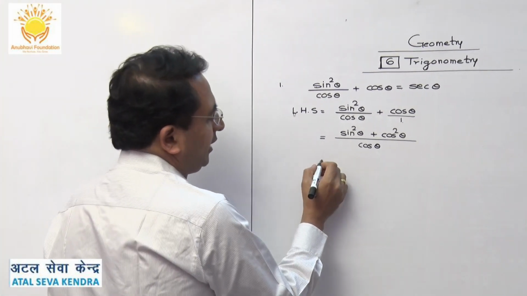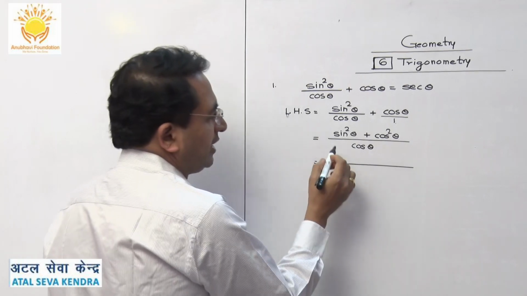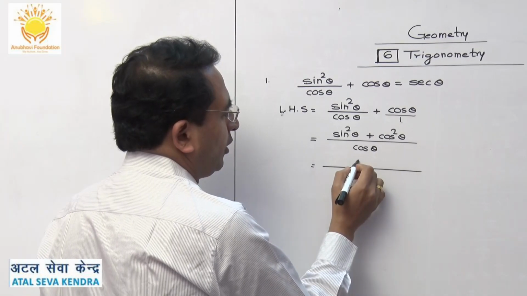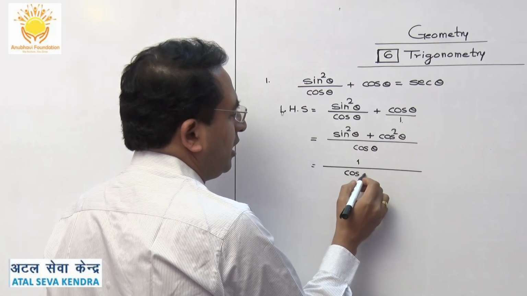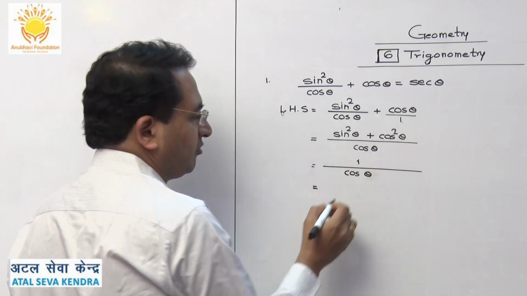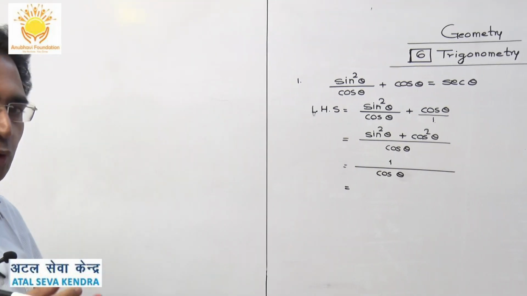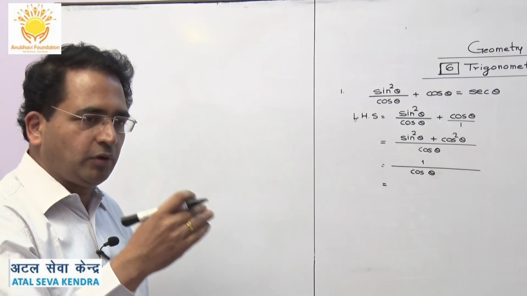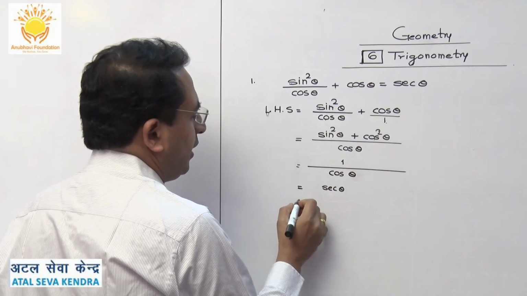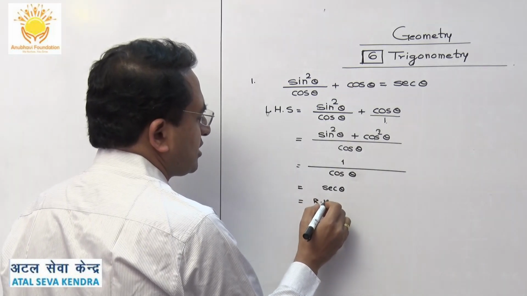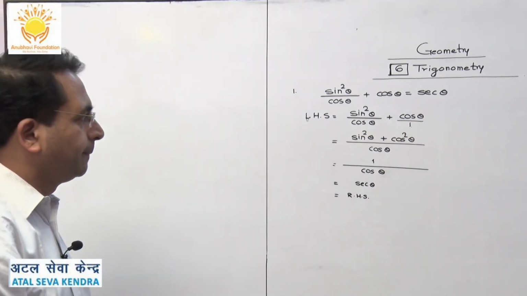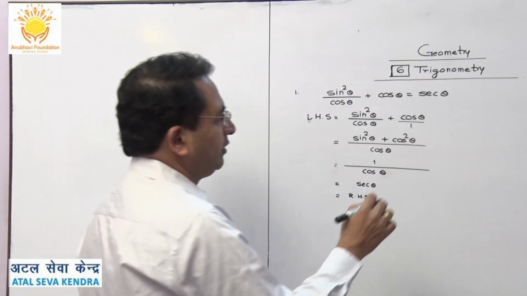Now we'll go for the identity. Now the first identity says that sine square theta plus cos square theta, that is going to be always 1. And then upon cos of theta. And you know that 1 upon cos theta and sec theta, they are reciprocals of each other. So we can write 1 upon cos theta is going to be sec theta. And that is what we require to be there on the right side, that is RHS. I hope you must have understood this properly. Now there is one more question, I will do it.